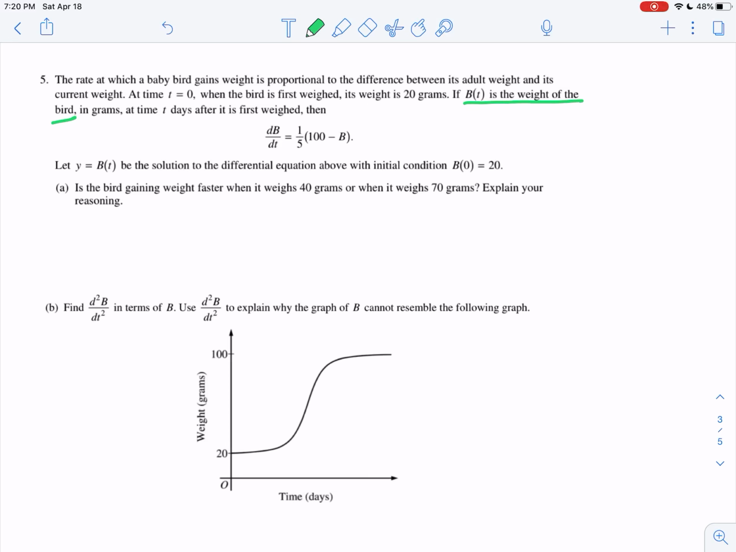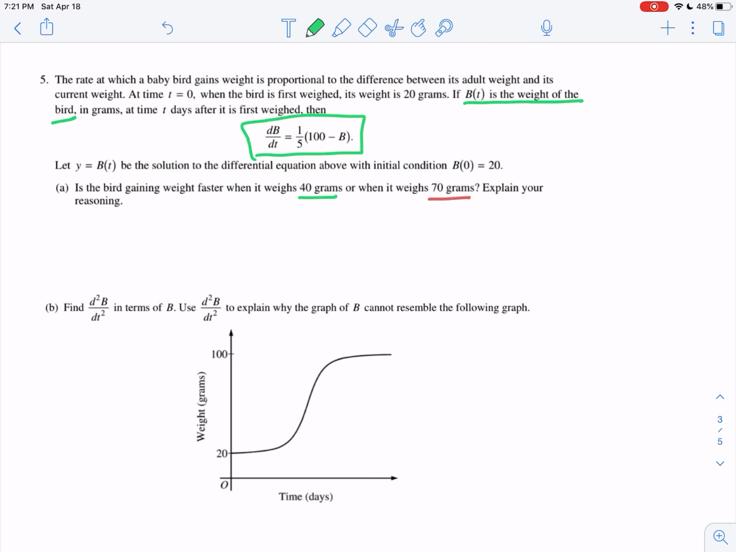Is the bird gaining weight faster when it weighs 40 grams or when it weighs 70 grams? Explain. Okay, well, what gives us how fast something changes? That would be the derivative, right? So I just want to evaluate the derivative, dB/dt, this guy, at 40 grams and at 70 grams. And remember that B is the weight of the bird in grams. So I'm just plugging in 40 and 70 for B and seeing which one is bigger.